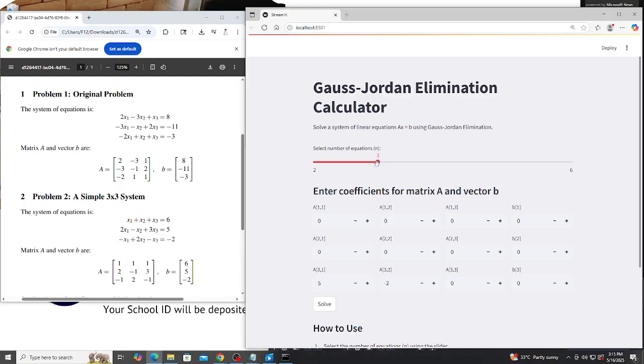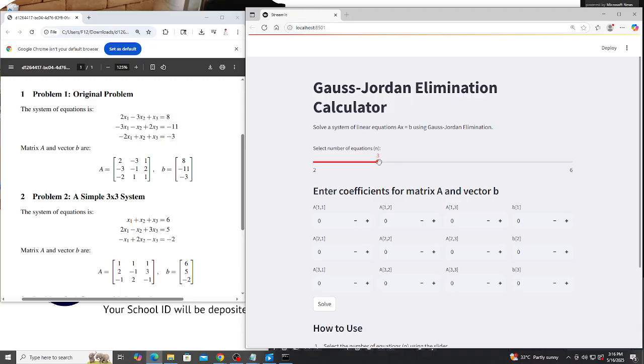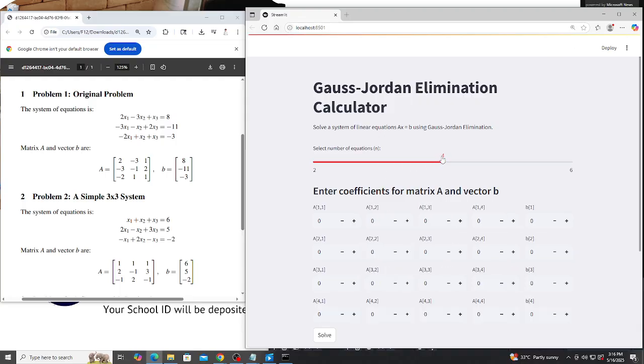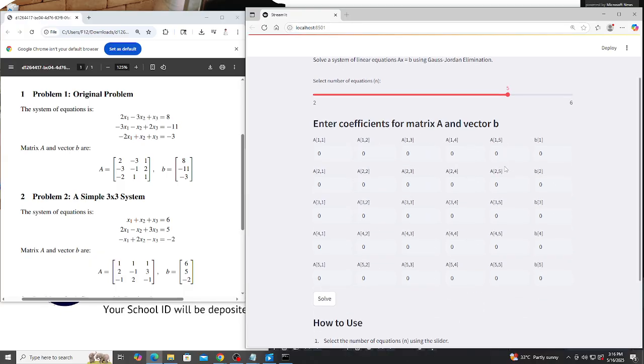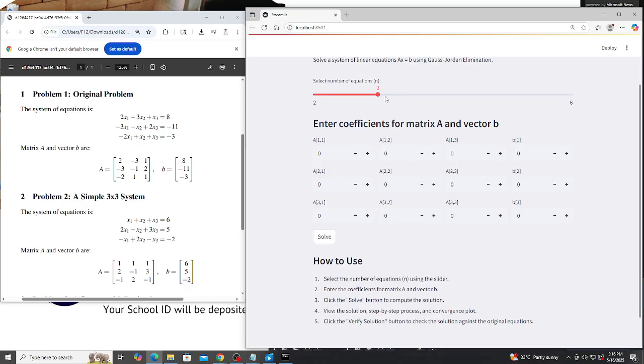Before I input the problem, by the way, the n here determines how many rows or columns we should use in our matrix. As you can see, for 2 equations we only have two rows of matrix, for 3 it's a 3 by 3, for 4 a 4 by 4, 5 is 5 by 5, and 6 is 6 by 6. So let's go back to our problem.